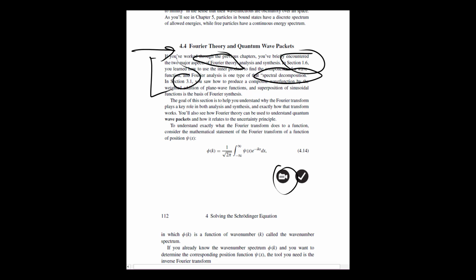Then, in section 3.1, we talked about producing a composite waveform by weighting and adding several different plane wave functions in order to achieve some desired effect, like spatially limiting the resulting function. That's the essence of Fourier synthesis. So in this section, there's going to be more detail about Fourier theory, specifically why the Fourier transform is so key to both analysis and synthesis.